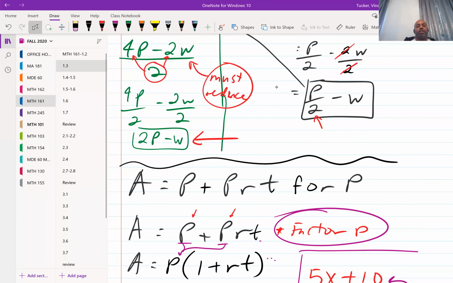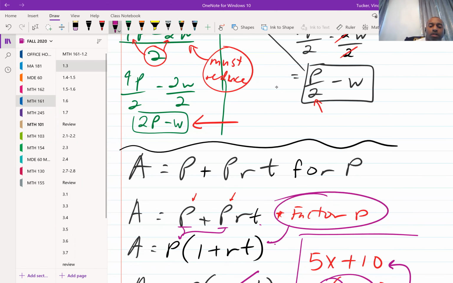All right, so this next one, we have A equal to P plus PRT, and we want to solve for P. Notice when we have this one, we have more than one P. We have P in two different places, but we want to have one P. We want to have P equals. The way we can address that is that we can factor P out of each one of those terms. And that's what I did here.